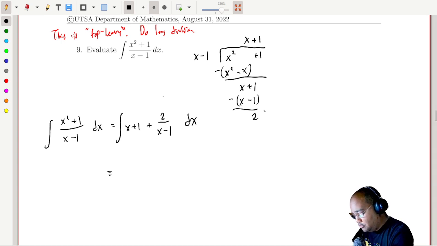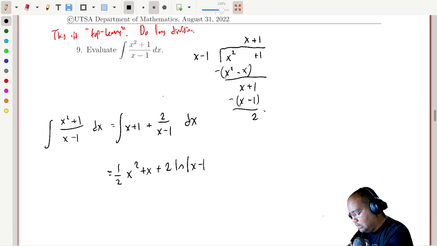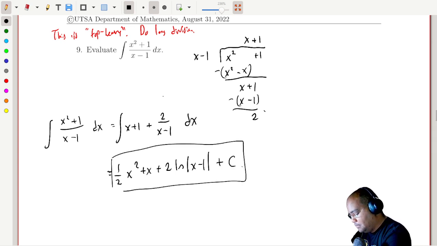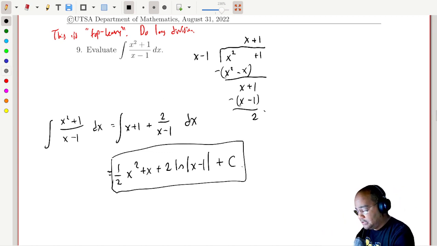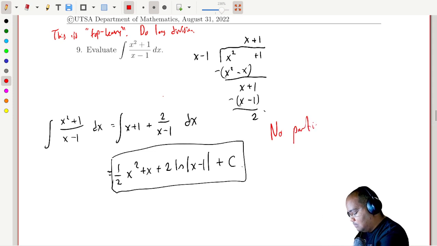So when all is said and done, we use our power rule here. And then, of course, our base integral for the logarithm. Don't forget your absolute values here. And we're done. There was no partial fractions needed here.